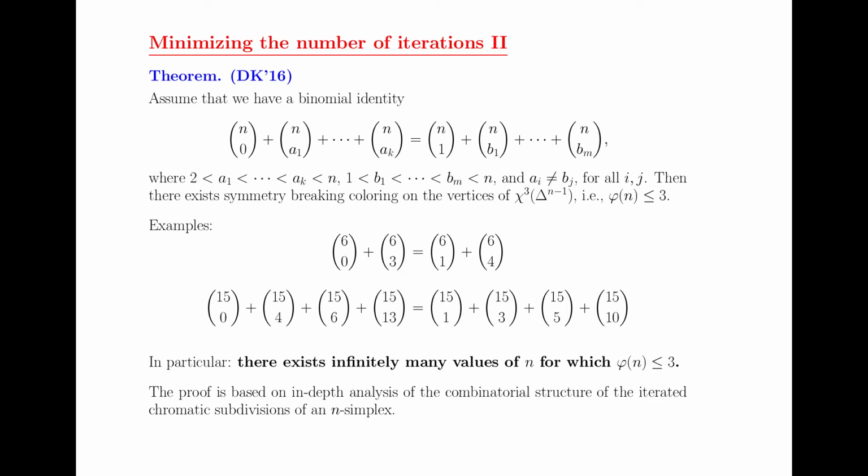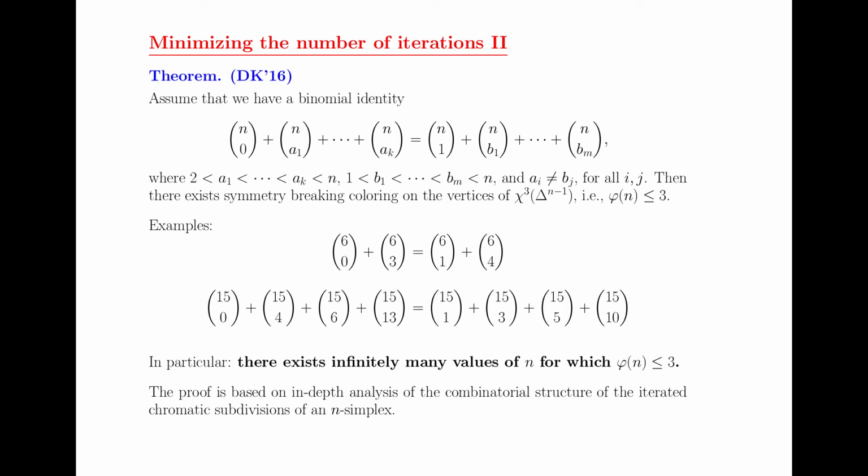Now it turned out that the following strange result is true, which I proved. Assume that we have a binomial identity. By binomial identity, I mean that a sum of some binomial coefficients is equal to some other binomial coefficients with the following conditions. So n is some number. Let's say n is 6 or whatever, the number of processes.